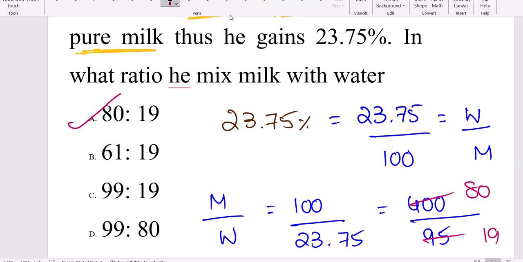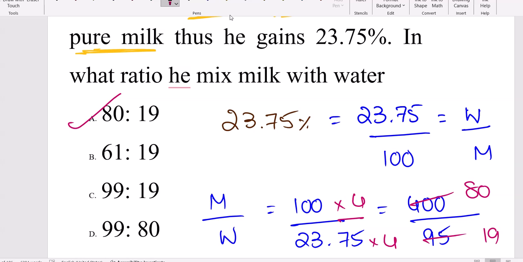Last point. Why did you get 95? We need both numerator and denominator to be integers only. The denominator was not an integer, so I multiplied numerator and denominator by 4. Why only 4, sir? If you multiply by 2, 23.75 into 2 is 47.5, still not an integer. Again I had to multiply 47.5 by 2, and it becomes 95. Multiplying by 2 twice means 4. Our intention is to maintain integers. That's the logic, so it's 80 divided by 19.